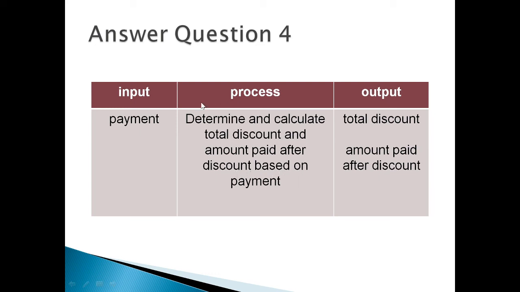Okay, determine means that it involves the selection, and calculate total discount and amount paid after discount based on payment. You can simplify. You can ignore the values being given for the discount. Just put determine and calculate. And then what's the output? Output is total discount and amount paid after discount.